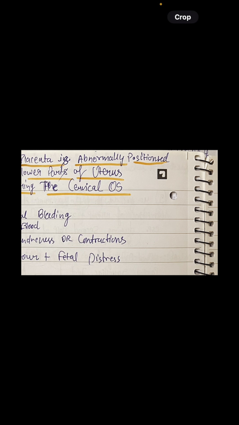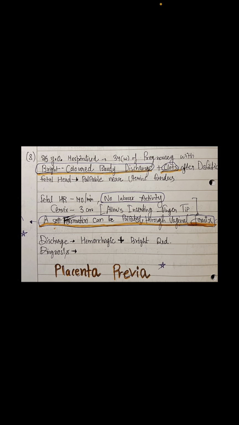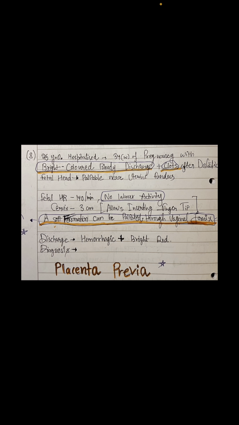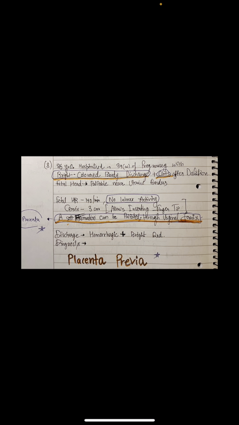So let's see some questions. The question says, this is a 25-year-old woman hospitalized at 34 weeks of pregnancy with bright colored bloody discharge. We already saw bright colored bloody discharge, plus clots after defecation. The fetal head is palpable near the uterine fundus, which is highlighting the breech position. The head is supposed to be near the vaginal opening.